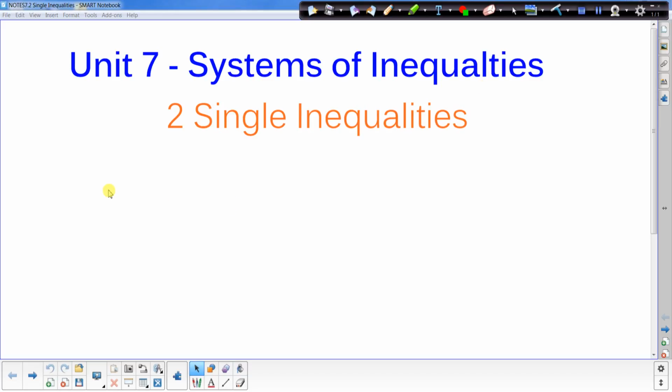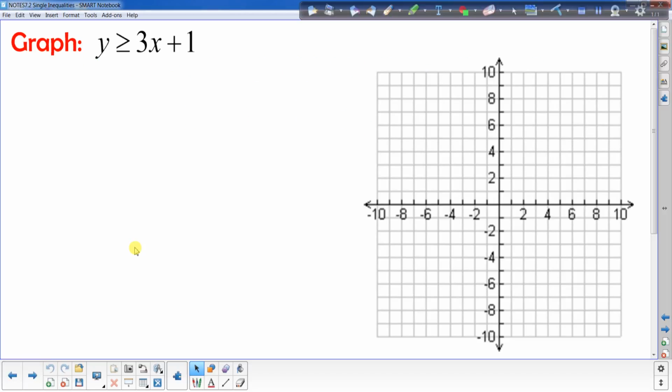Today we're going to be looking at single inequalities with two variables. First we have this equation: y is greater than or equal to 3x plus 1. The question is, let's graph it and find where all the solutions are.